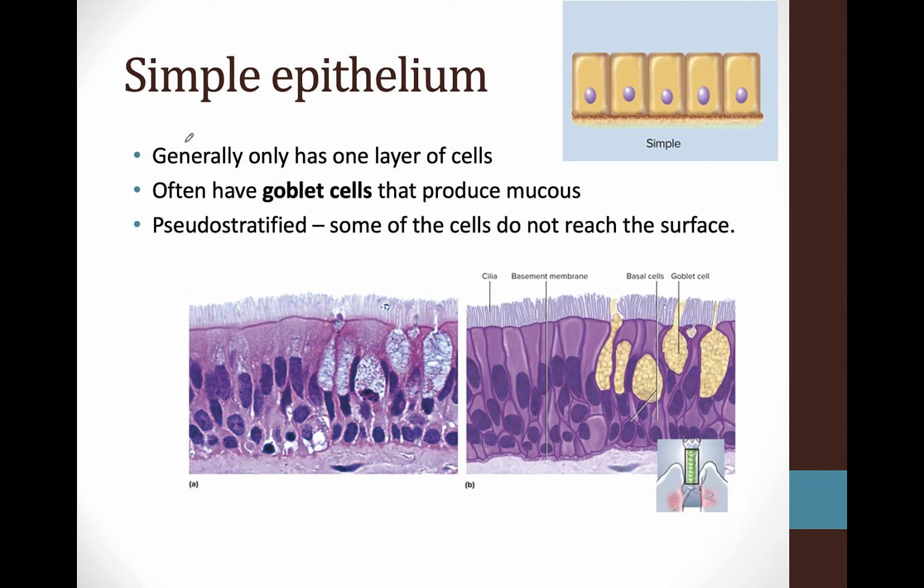So the first four that we're going to look at are simple. And simple has how many layers? I hope you said it. One. Generally, one layer. A lot of the times we're going to see something called goblet cells. So that's these guys right here. These goblet cells secrete mucus. And then a lot of the times we'll see cilia. These cilia are here on the top. And cilia are going to beat and create a motion for moving that mucus along.